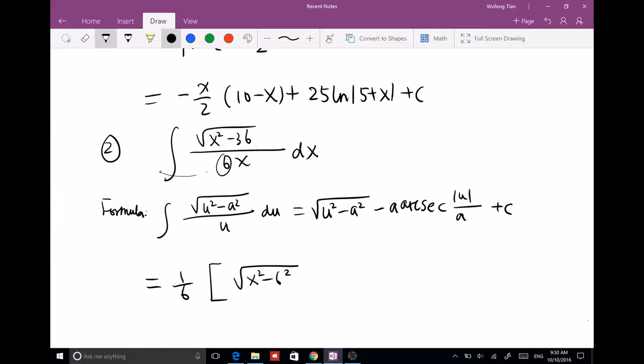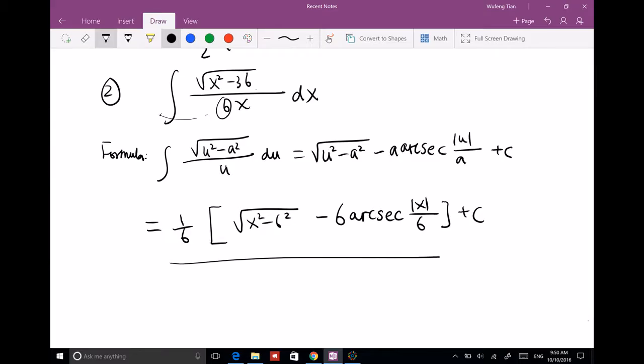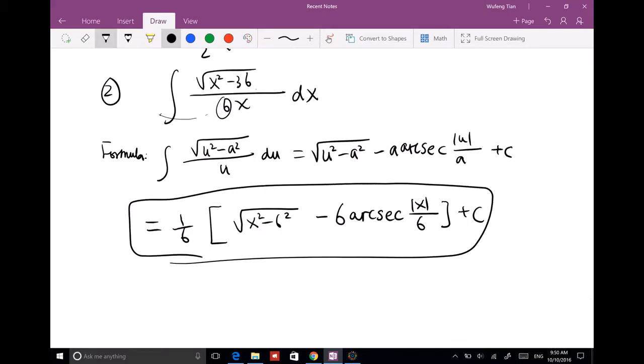Very good. Minus the 6 arc secant of the absolute value of x over 6, right? Yes. Perfect. And then plus c. Yeah, thank you. Perfect. Matthew, thank you very much. You did a very good job. Okay, so this is the final answer. Will that be good, everyone?